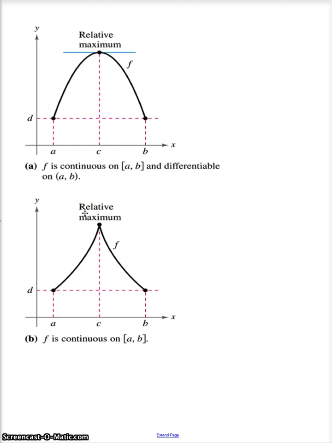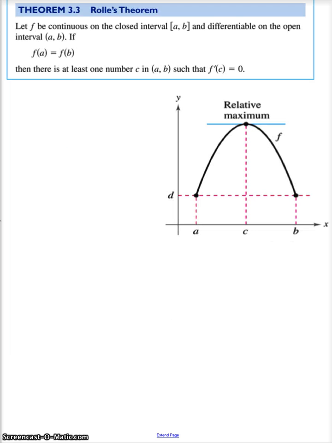Now, you remember we could have relative maximums. In the first case, we have a relative maximum when f is continuous and it's differentiable. And we can also have a maximum if it's continuous but not differentiable. We are going to focus on this first type here with Rolle's Theorem.